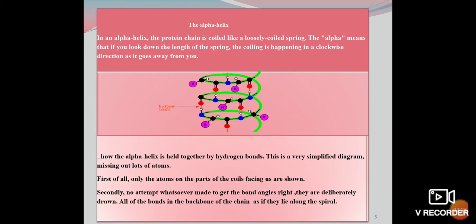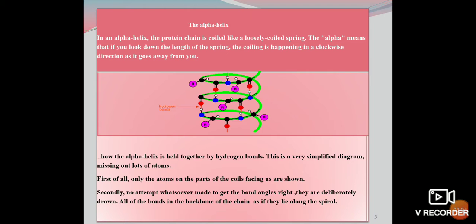The alpha helix. Now, how do we draw an alpha helix? In an alpha helix, the protein chain is coiled like a loosely coiled spring. The alpha term means that if you look down the length of the spring from the top, the coil is going in a clockwise direction as it goes away from you. So here is the diagram where we have shown the atoms, only those that are facing us.